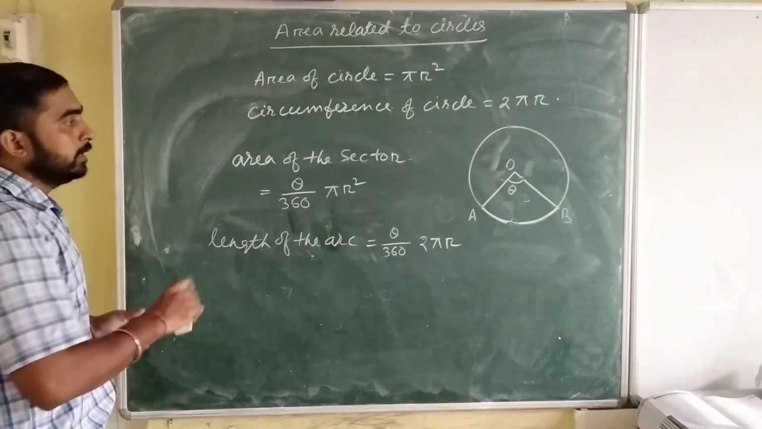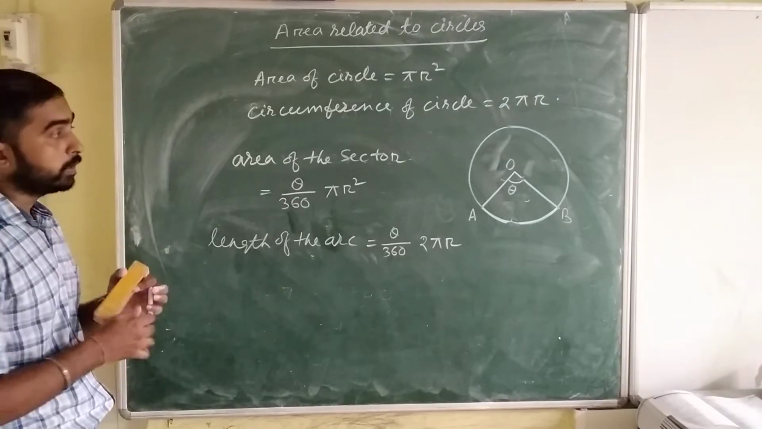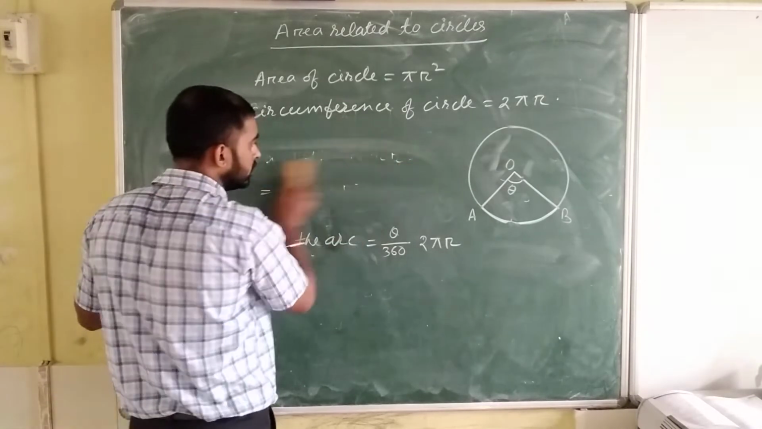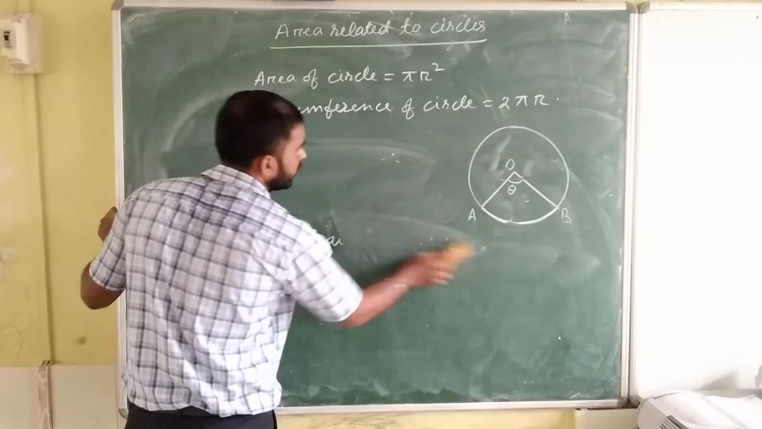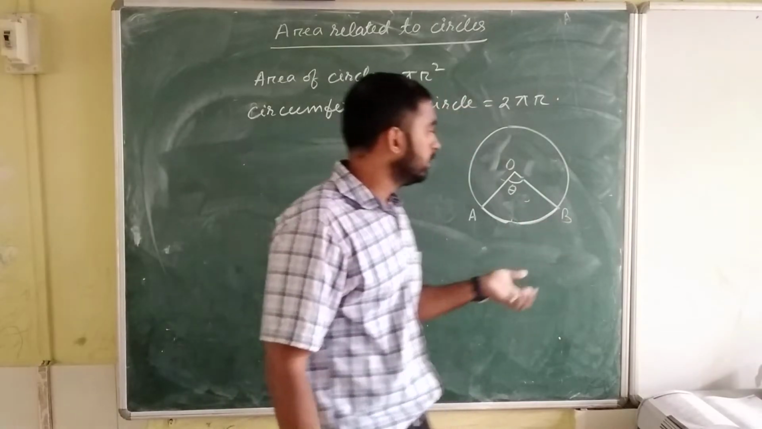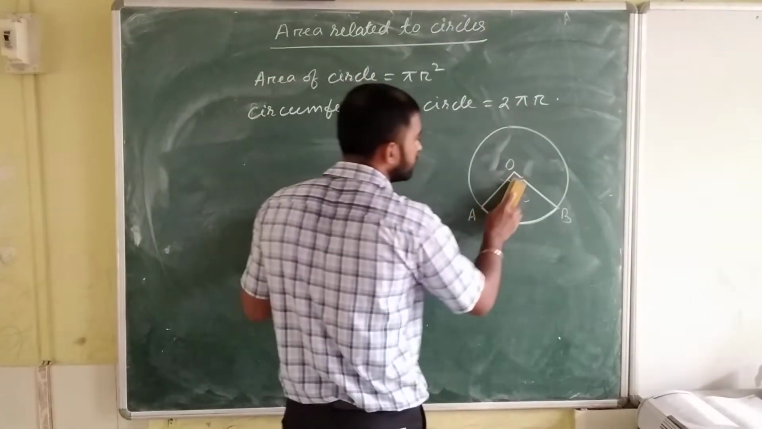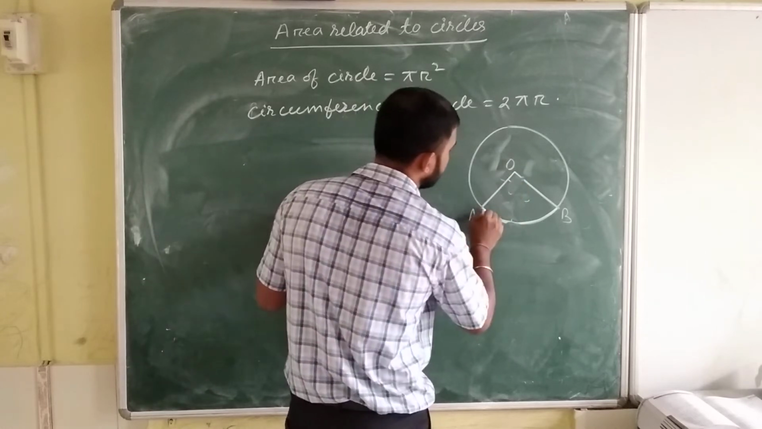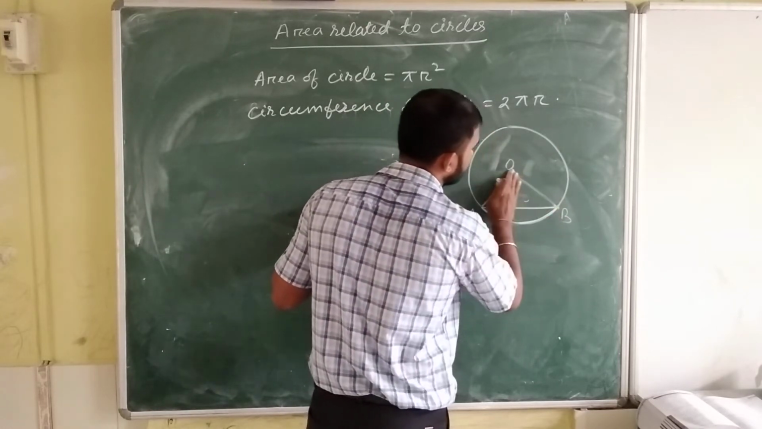Next, there is another thing, that is segment. What is a segment? What is a sector? The region between two radii and an arc. Now what is a segment? Segment means this one.